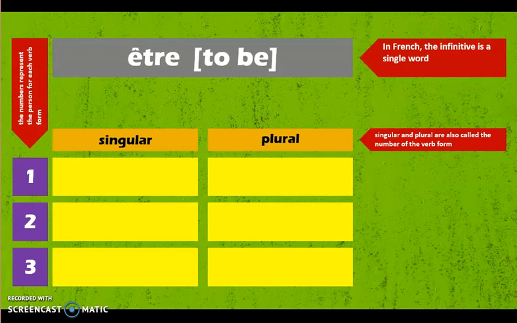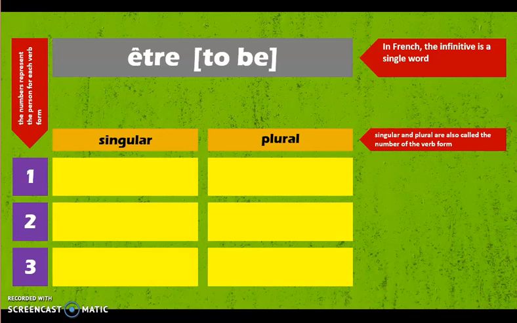And I have my infinitive. But notice, in French, the infinitive is a single word. Être. That's how you say to be. Être. It is a one-syllable word, not a two-syllable word. It ends on the R sound. So please say être. All right.